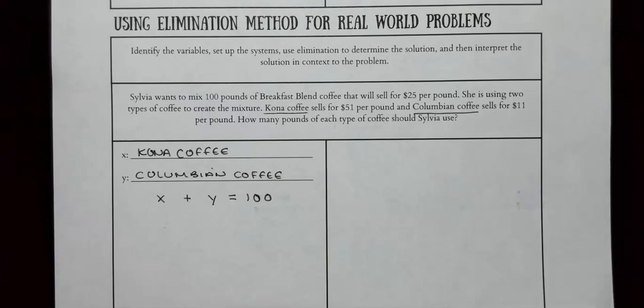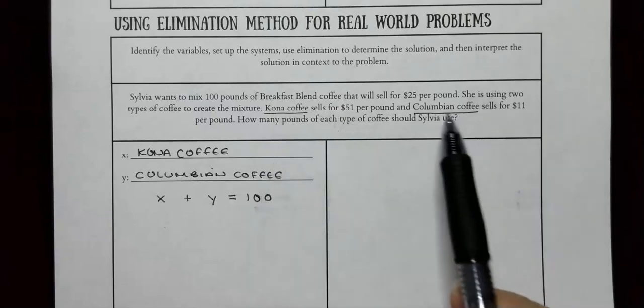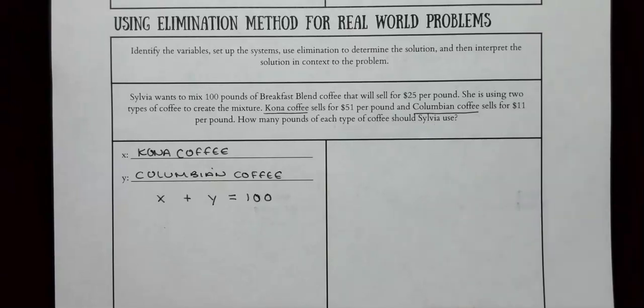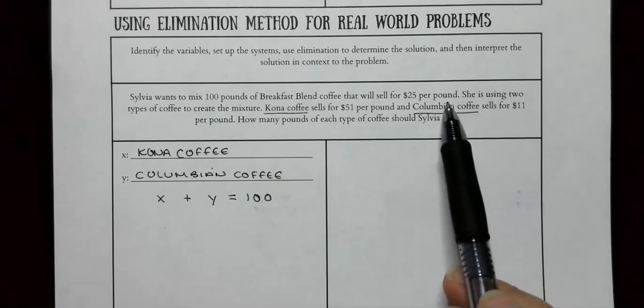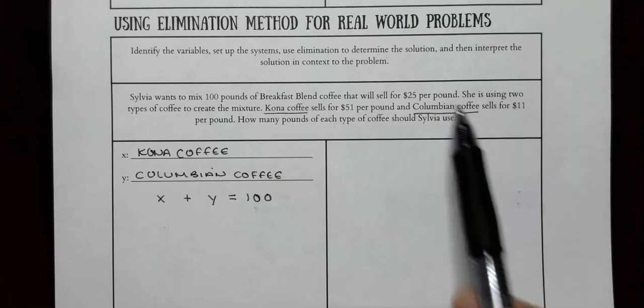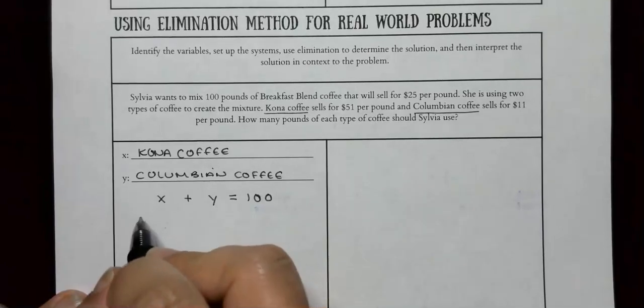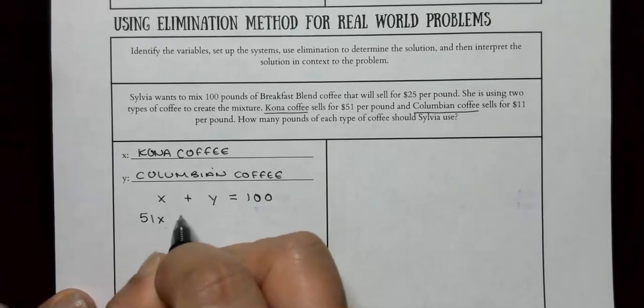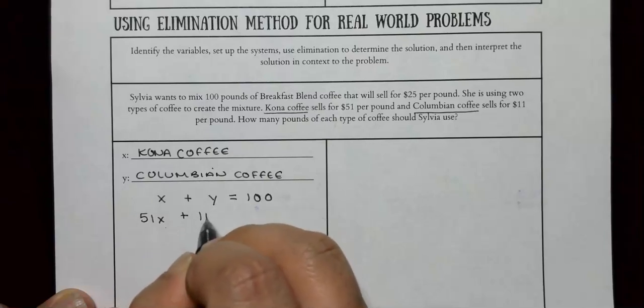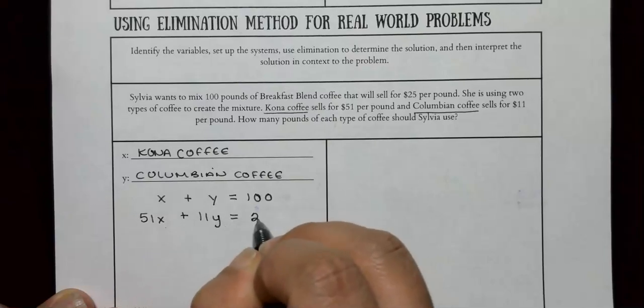All right, the other thing that we know about Kona coffee is that it's going to sell for $51, and the Colombian coffee is $11. So we're going to put all our money in the same equation. And then we know that when we sell our coffee, it's going to be $25 per pound. So let's just do that. We're going to say 51x plus 11y is equal to 25.